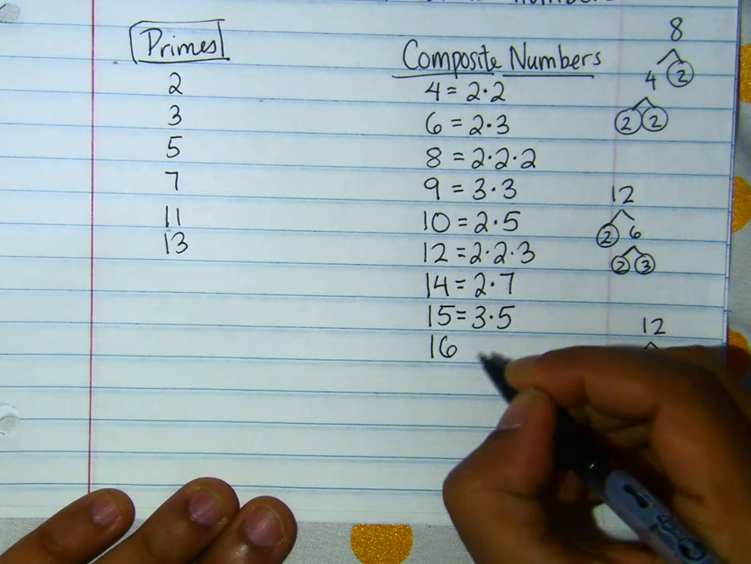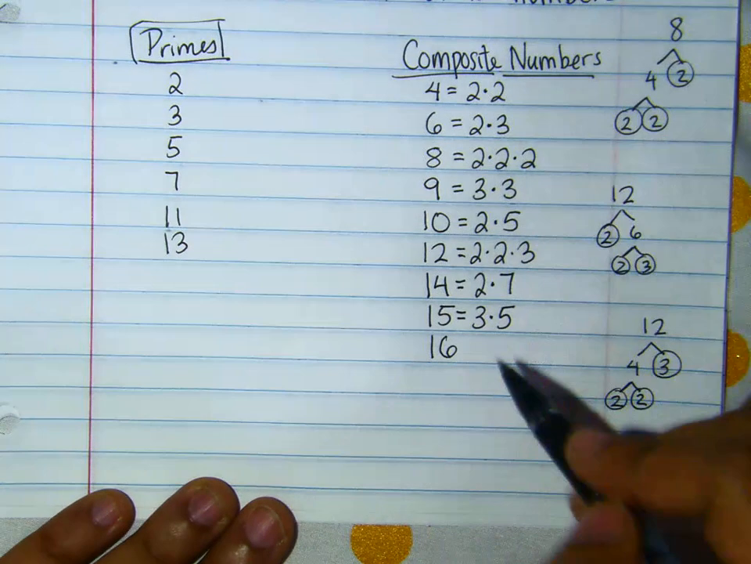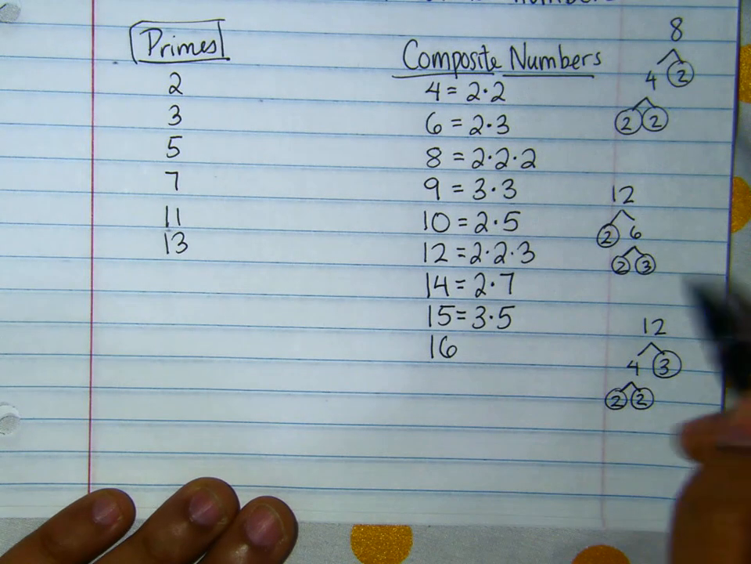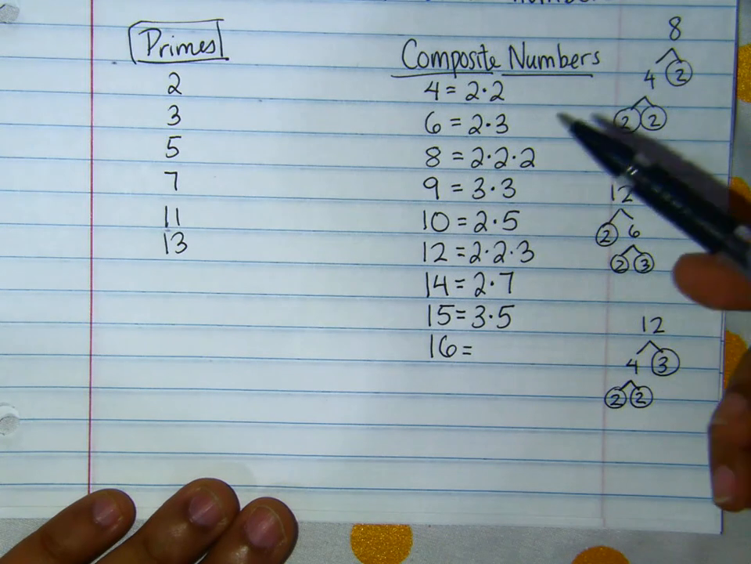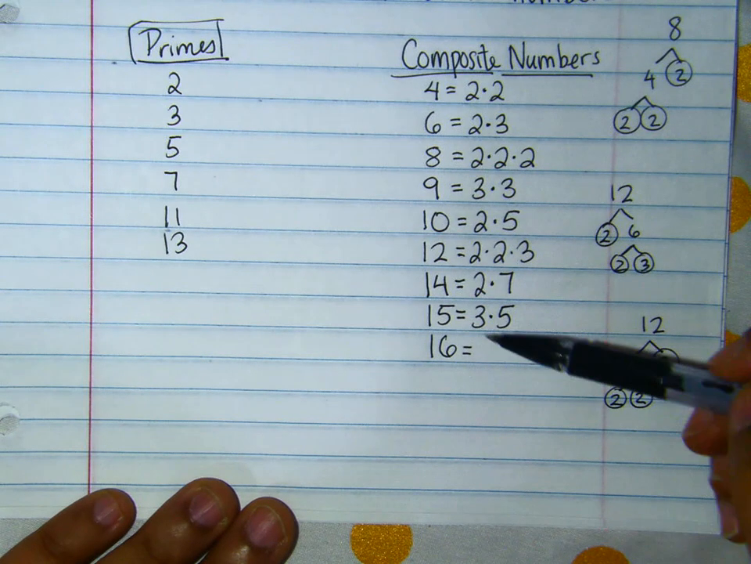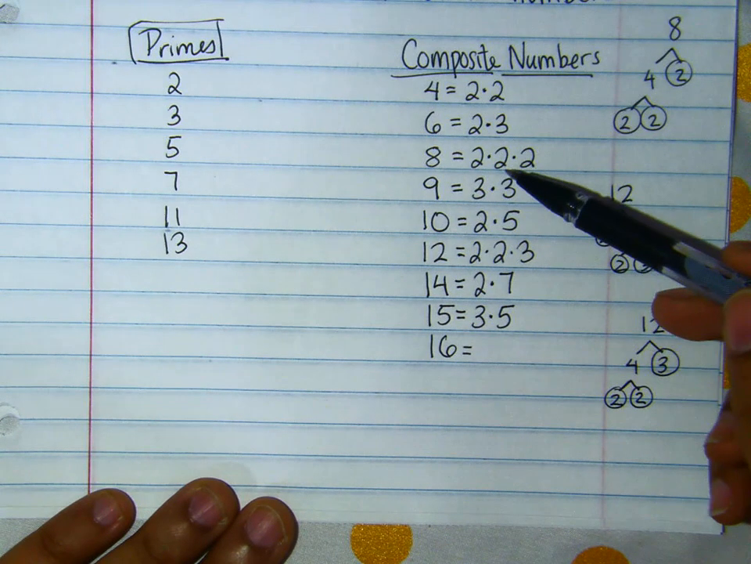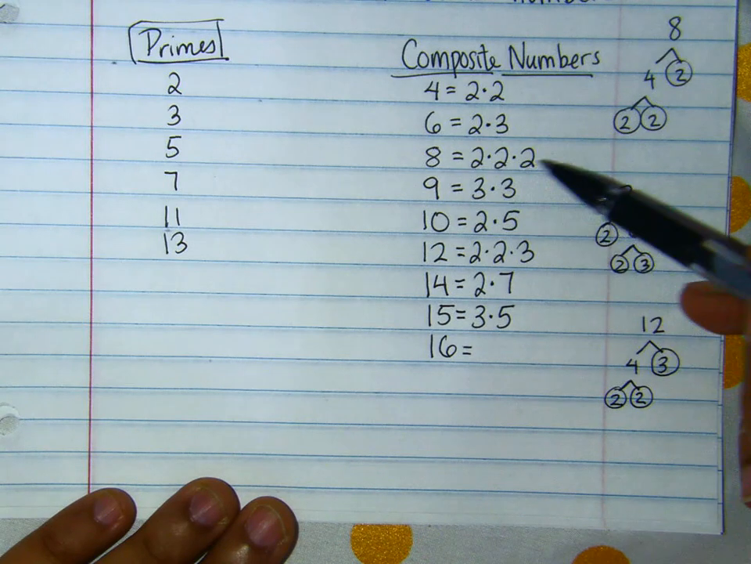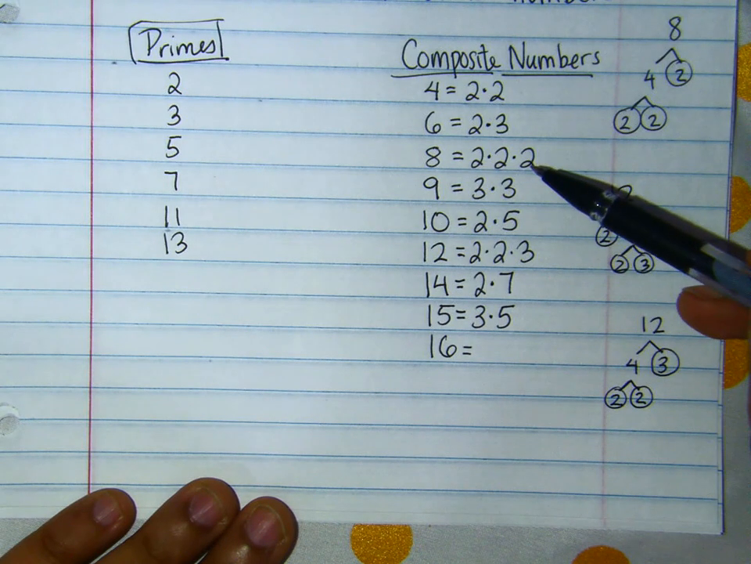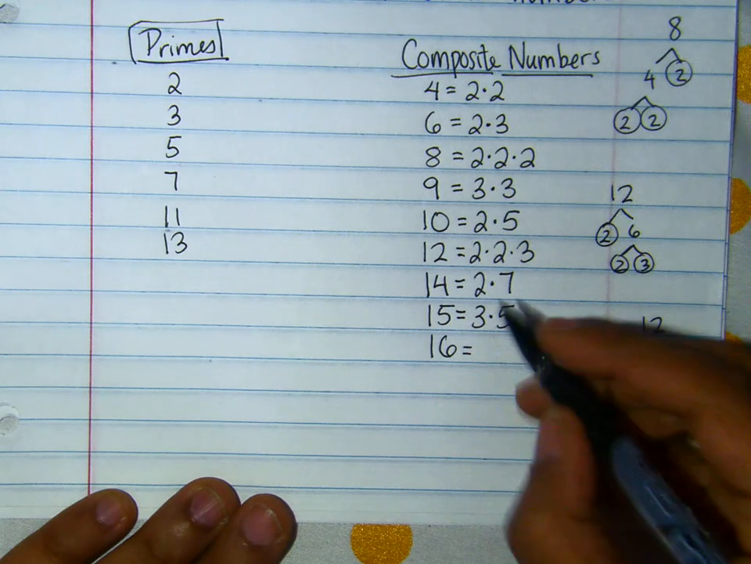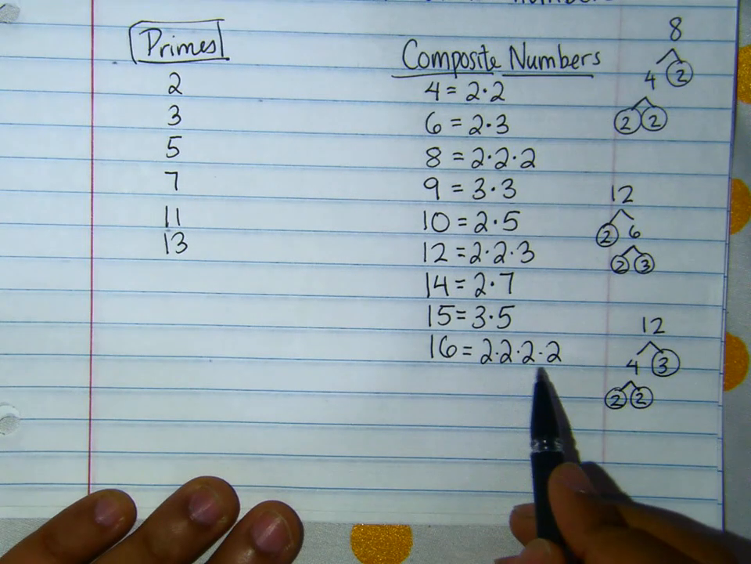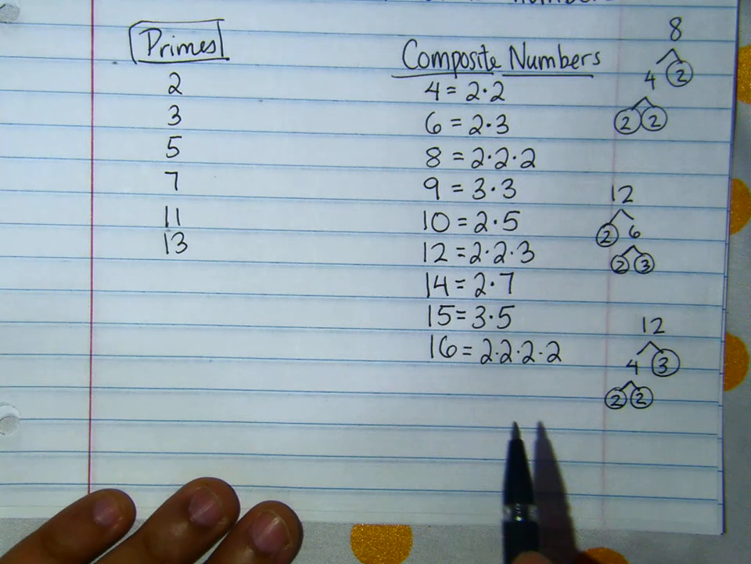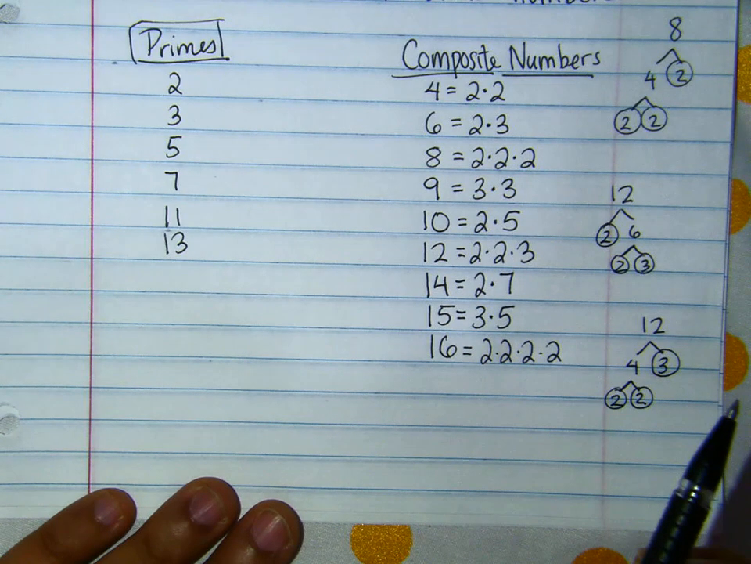16 is another one that tends to be hard to do in your head, but you can think, how is 16 related to the numbers on here? And if you know that 16 is just double of 8, then you take 8, which was 2 times 2 times 2, and you multiply it by 2 again, and you get 16. So 16 is 2 times 2 times 2 times 2.